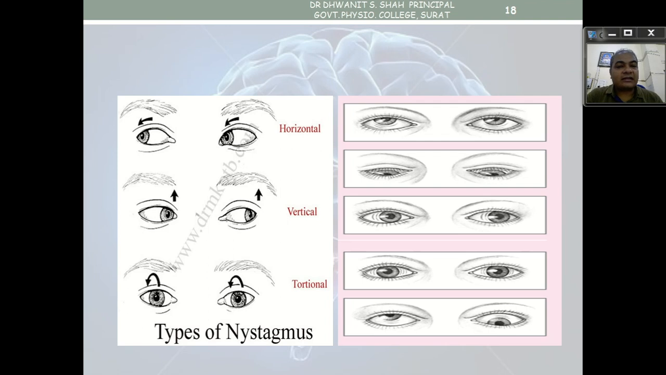Here we can find three ways. For horizontal nystagmus, we make the patient look in the horizontal direction. Tell the patient to look upward in the vertical direction, then also tell the patient to rotate the eyeballs. If after doing the movement the eyeballs do not come back to a normal position, then nystagmus is present. You tell the patient to move the eyeball horizontally, vertically, and in a rotational way.